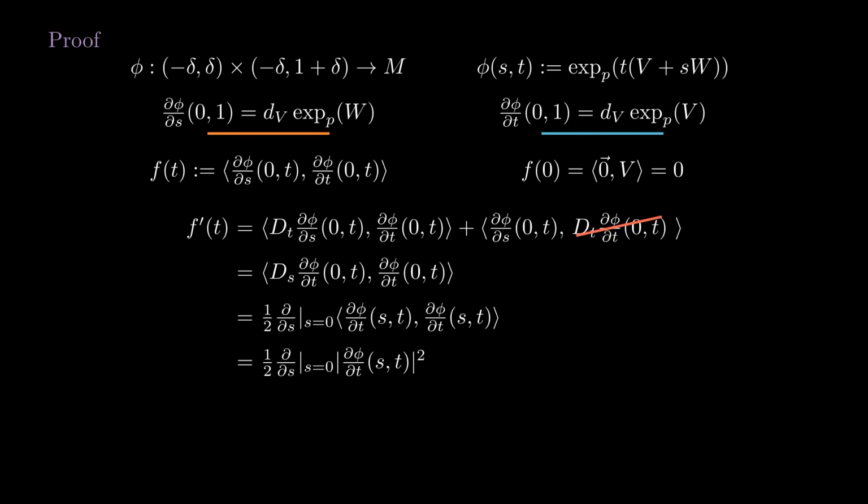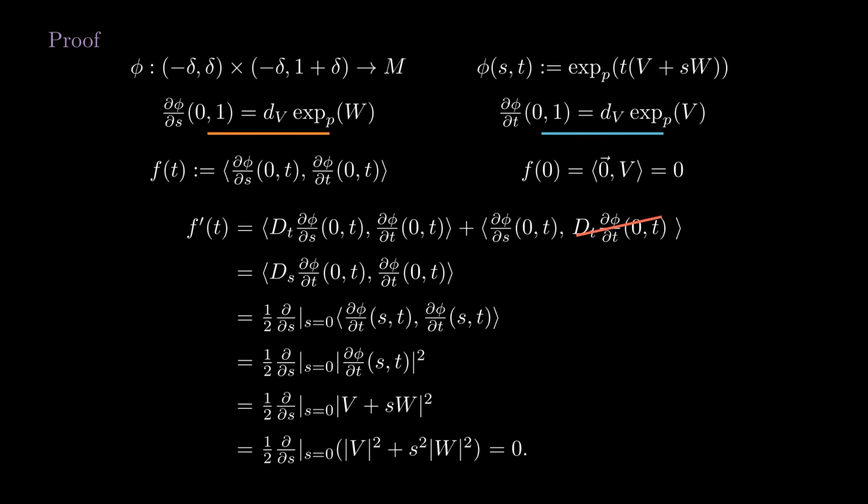Again, we know that when we fix s, phi of st is a geodesic, so its speed is constant, and the speed of phi of st is its speed at time 0, which is the norm of v plus sw. Here is where we use the fact that v and w are perpendicular to write this as the norm of v squared plus s squared times the norm of w squared. And the derivative of this with respect to s at 0 is 0, which is what we wanted to show. This finishes the proof of the Gauss lemma.